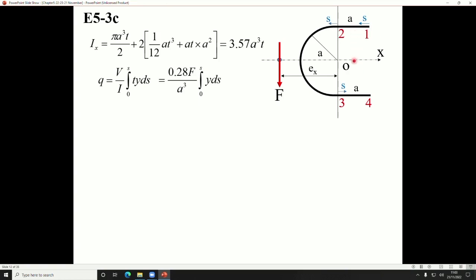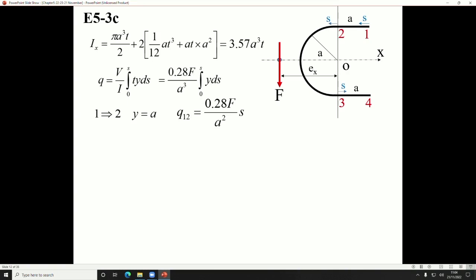Could you think what y is equal to for panel 1-2? Does anyone know the answer, what y is? A. Thank you, that's correct. So y is the perpendicular or normal distance of this panel from the x-axis. So y is equal to a. I substitute in the top equation and it gives me the linear variation for the shear flow for panel 1-2.